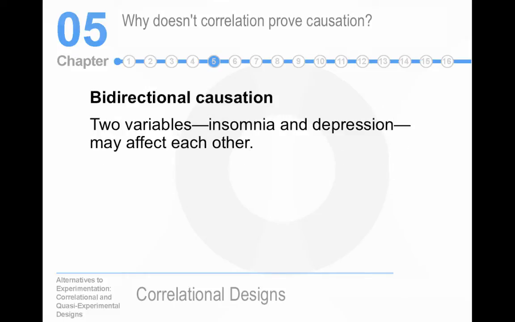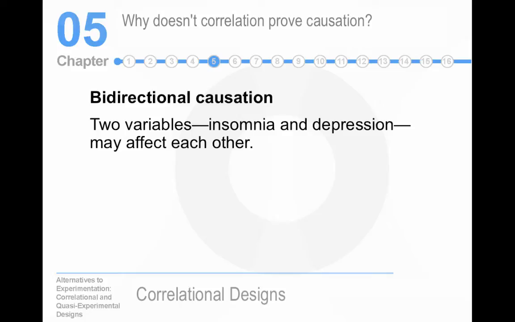A second factor is bidirectional causation. Again, depression and alcoholism. So people tend to go into a downward spiral. The more they drink, the more depressed they become. The more depressed they become, the more they drink, and on and on and on. And so that does not necessarily end well.